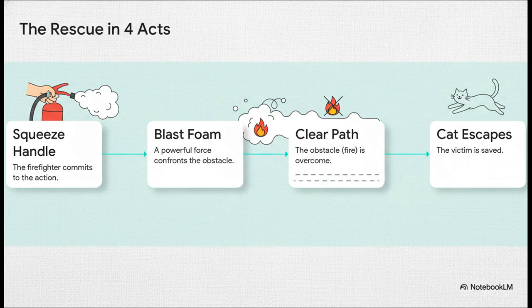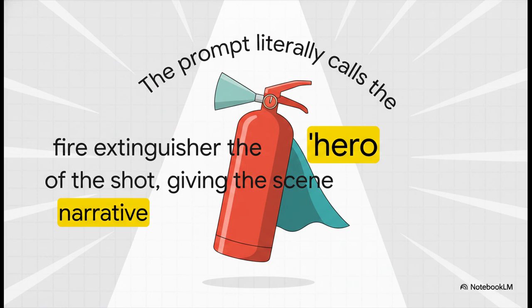4 simple actions that tell a complete story. You've got the commitment, the confrontation, the victory, and the payoff. It's a masterclass in getting to the point. And get this, the prompt even calls the fire extinguisher the hero of the shot. By doing that, it gives the scene a clear protagonist, right? Something for us to focus on. It just adds another layer of narrative weight to what's happening.